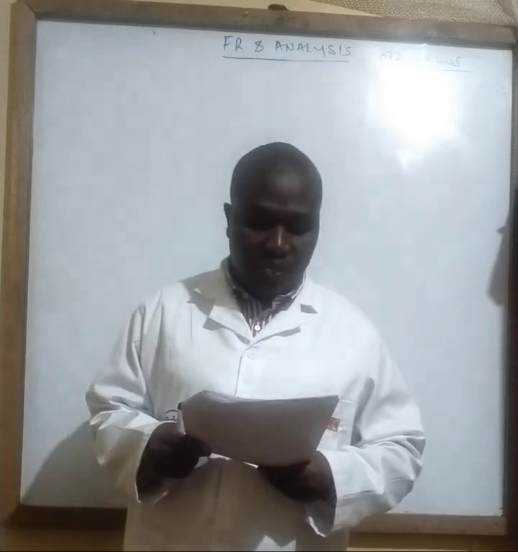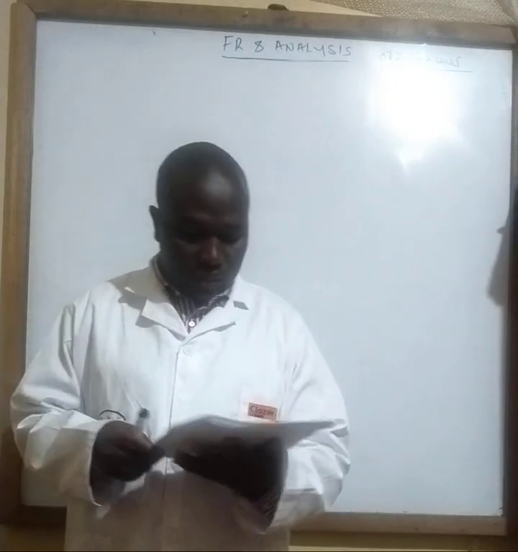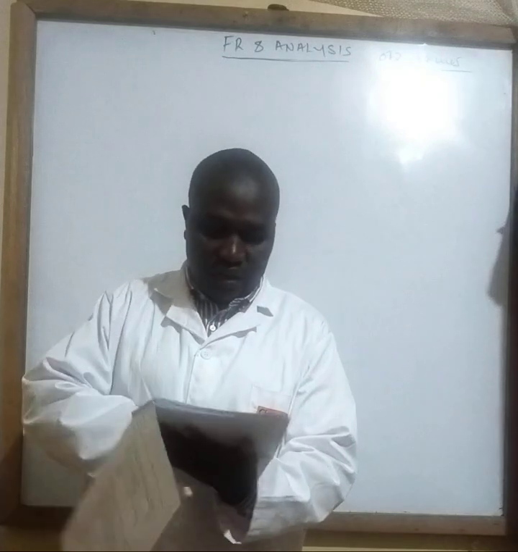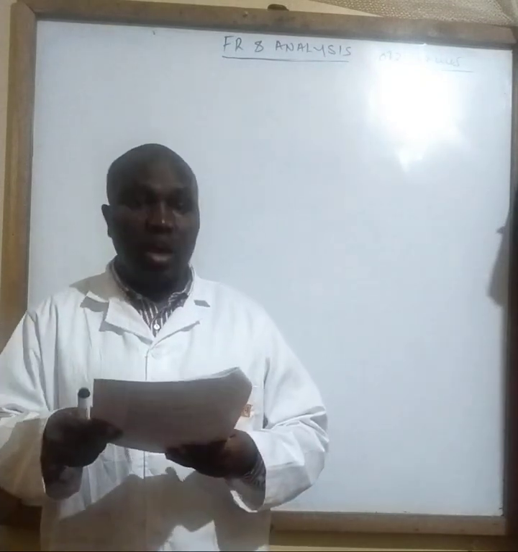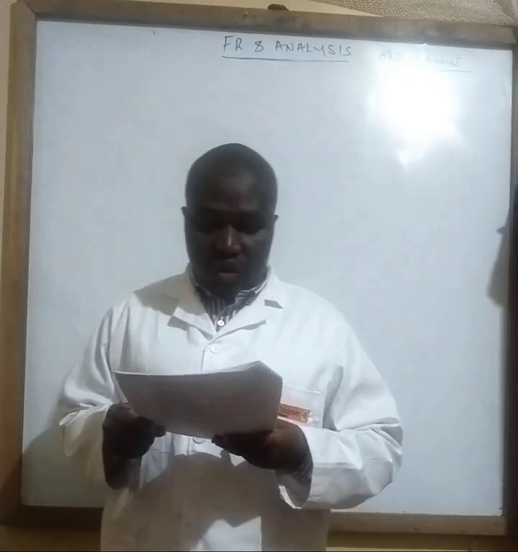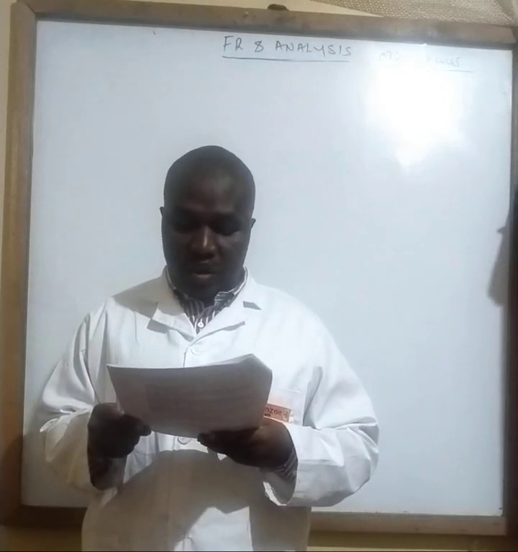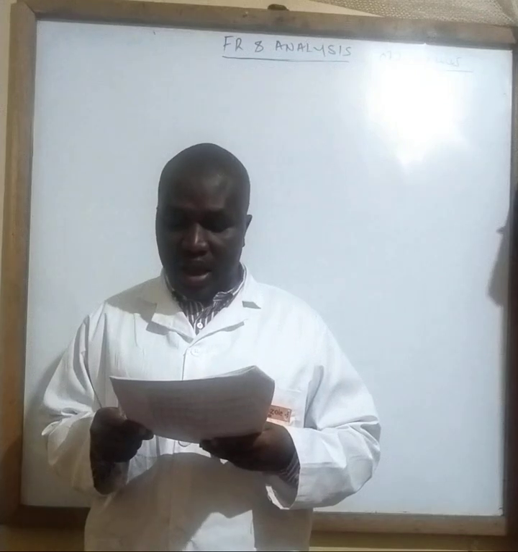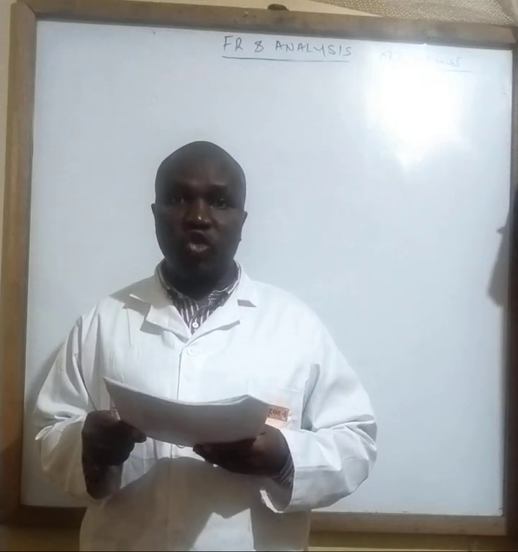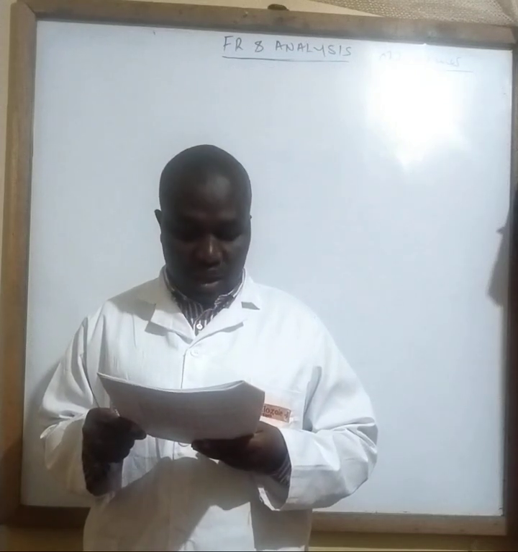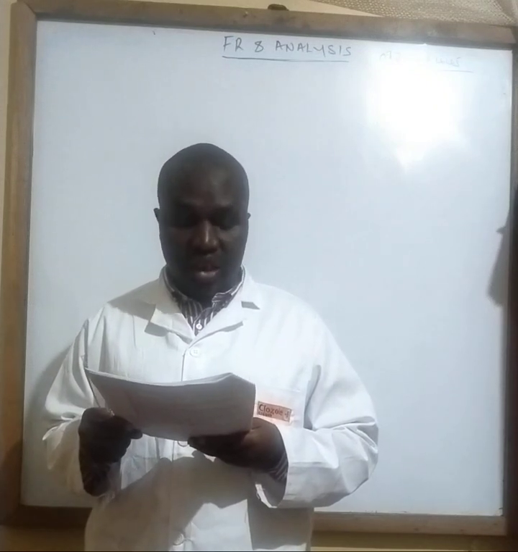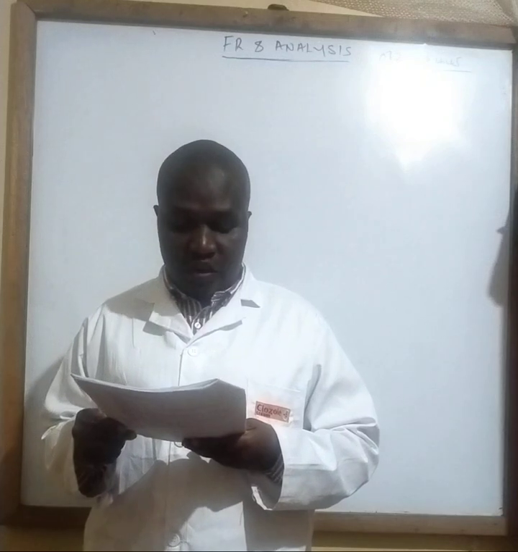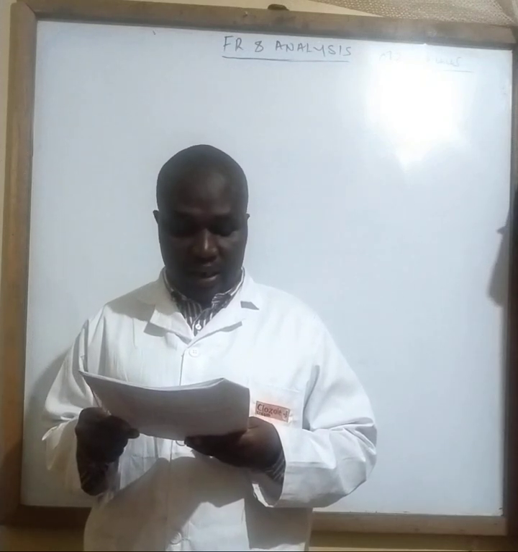Example 2 states, the accountant of Wilson Company has prepared the following list of account balances as at 31st December 20x7. 50 cents ordinary shares fully paid, 50. 10% loan notes secured, 200.